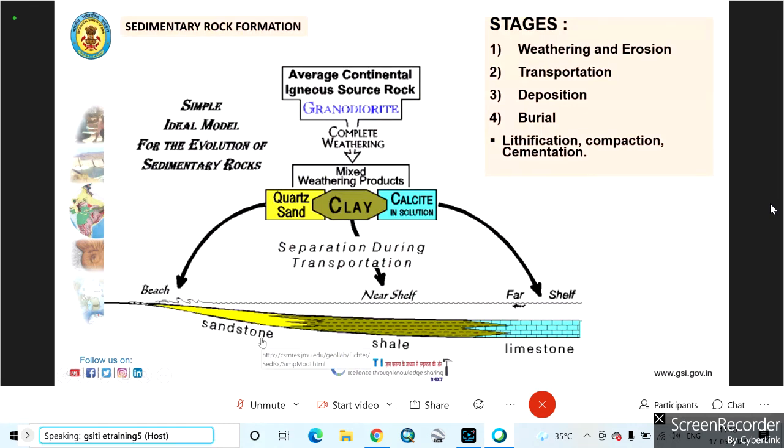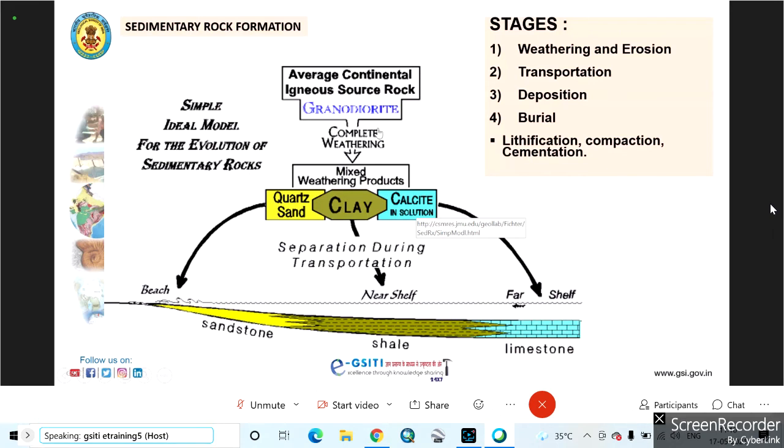Now, starting with the sedimentary rock formation, you all know that there are various stages involved in it: weathering, erosion, transportation, deposition, burial, lithification, compaction, and sedimentation.